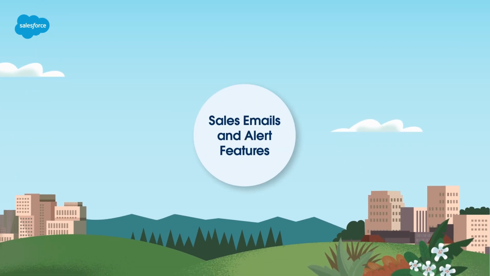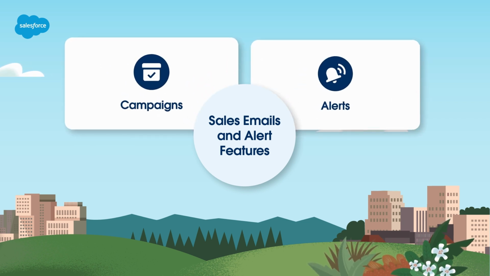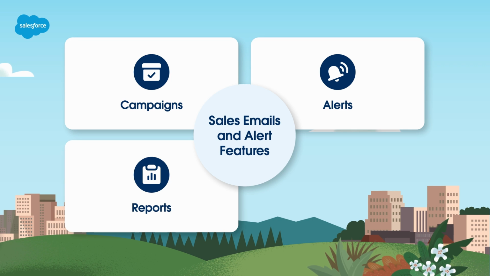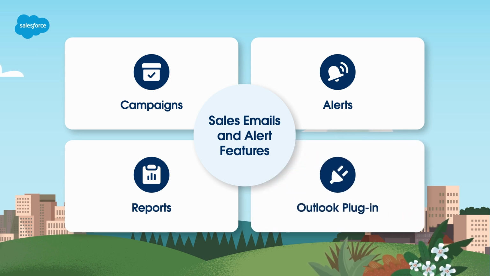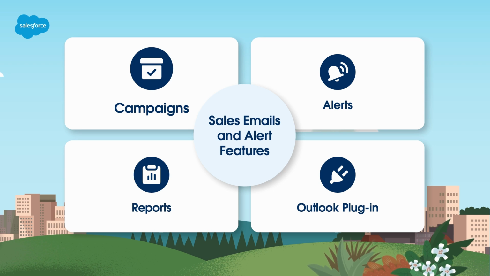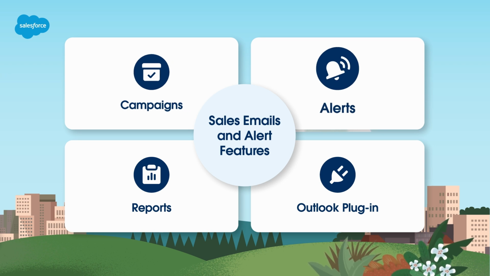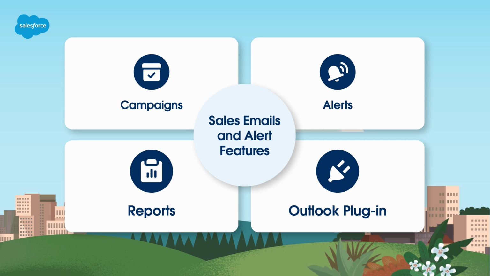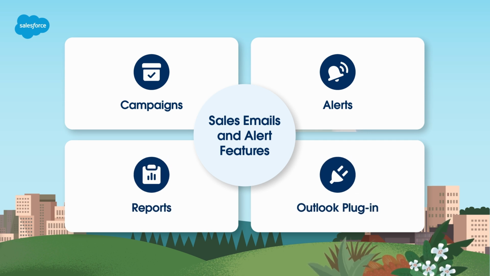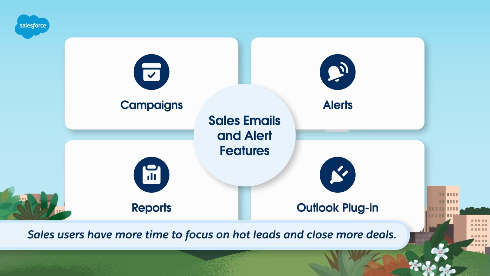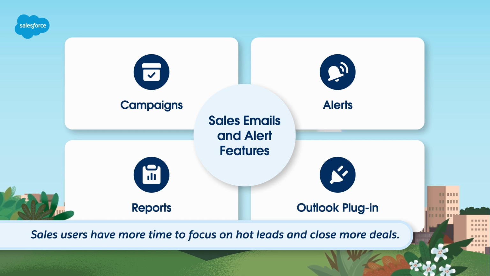Let's start by outlining what Sales Emails and Alerts is. At a high level, Sales Emails and Alerts is a family of account engagement-powered tools that live in Salesforce and help sales teams sell smarter and faster. It includes tools to track customer interactions, send compelling emails, and access key info on the go. With Sales Emails and Alerts, the day-to-day admin work it takes to manually find, email, and continually follow up with customers is greatly reduced, giving sales users more time to focus on hot leads and close more deals.